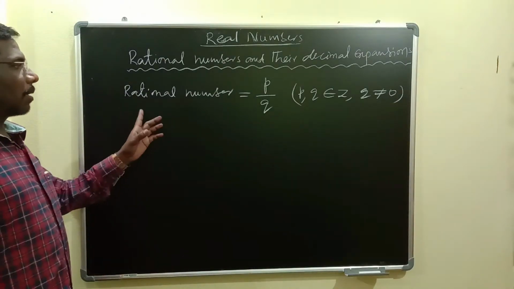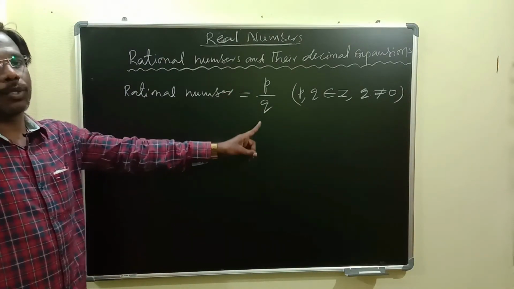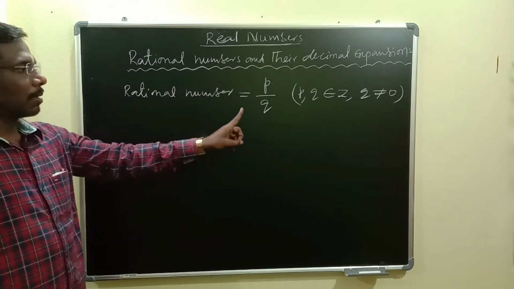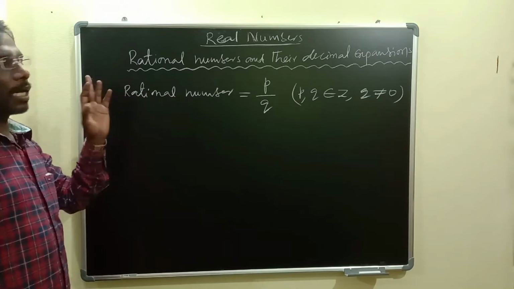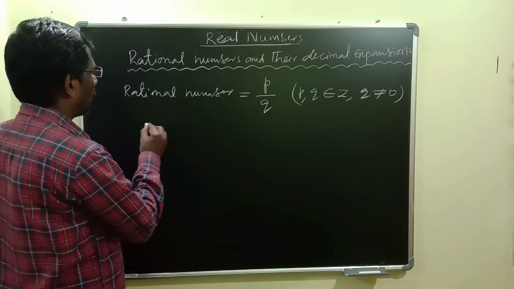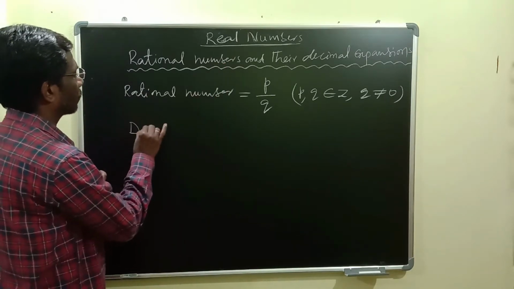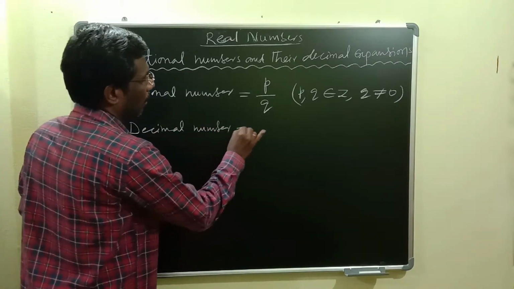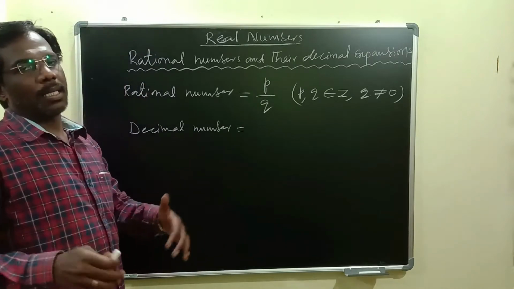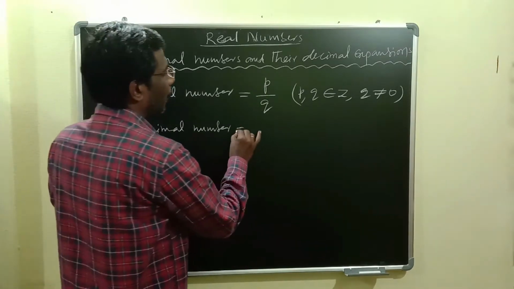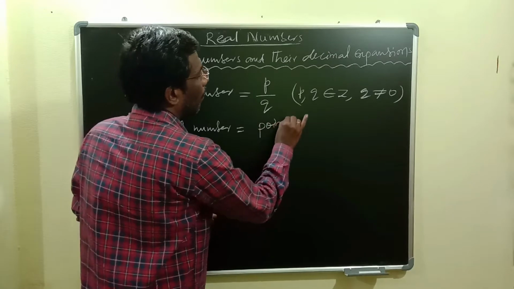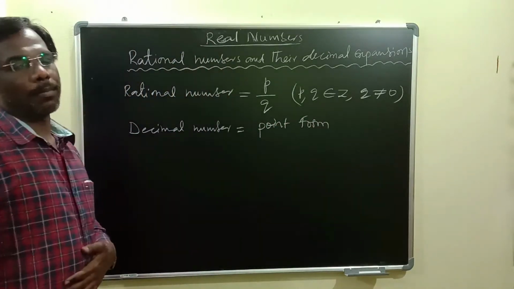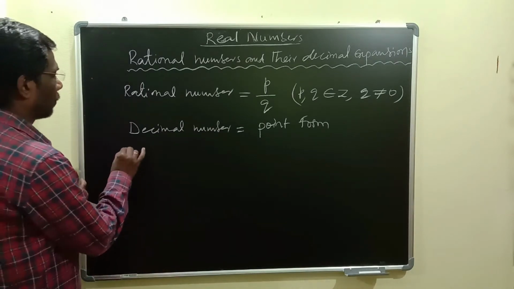So what is a rational number? Which number can be written in the form of p by q. That is called fraction form. Shortly, we can say the fraction form is a rational number. And what is a decimal number? A decimal number is a number in point form. Which number is in point form is called a decimal number.